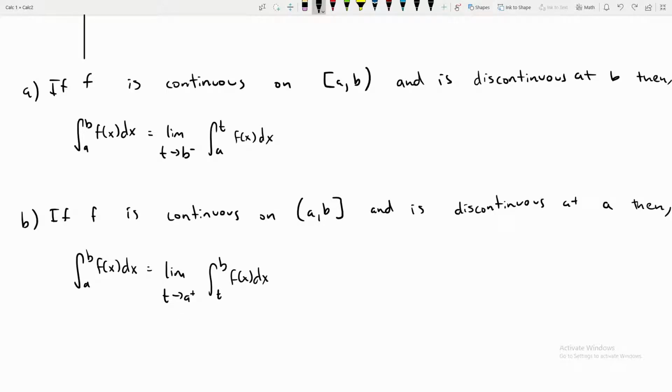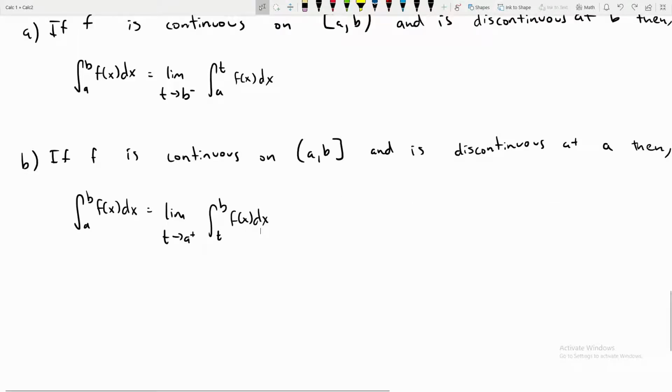As you can see, we basically set this limit of t approaching that discontinuous value, and then wherever that discontinuous value is, we just sub it out for t, or whatever variable you decided to use in your limit. And like usual with both these integrals, if the limit exists, then it's also called convergent, and if it doesn't exist, then it's called divergent.